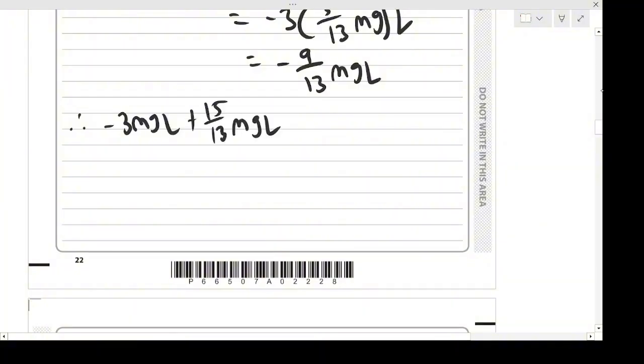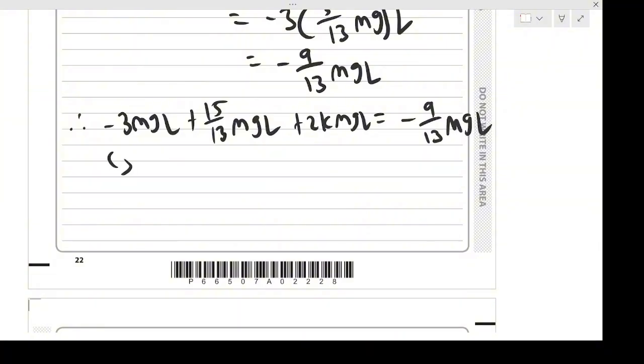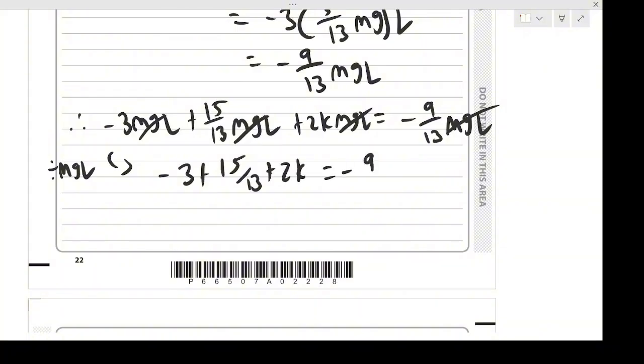And then the elastic energy change is 2k mgl, equals the overall work of minus 9 over 13 mgl. And so we can solve for k here. And actually, we can divide by the mgl to all the terms, get rid of all the mgls. So we just get minus 3, add 15 over 13, add 2k, equals minus 9 over 13.